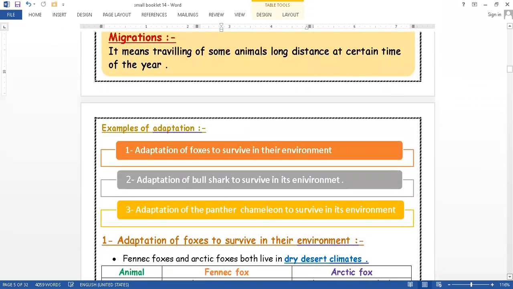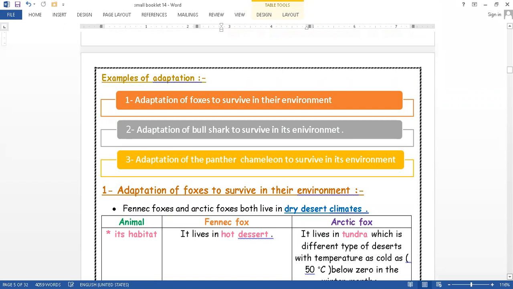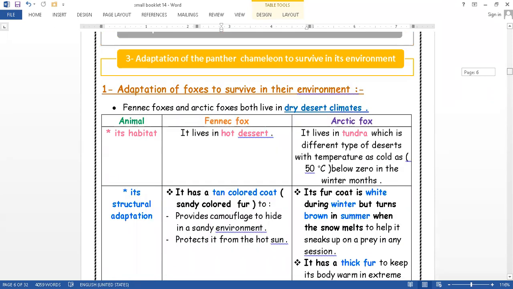Okay, now we will talk about examples of adaptation in detail. Number one, we will talk about adaptation of foxes. Number two, adaptation of the bull shark, and finally we will end with adaptation of the panther and camel. Number one, adaptation in the foxes. We will talk about two types of foxes. Number one, fennec fox. Number two, Arctic fox. For each one of them we will learn the habitat, the structural adaptation, and the behavioral adaptation.